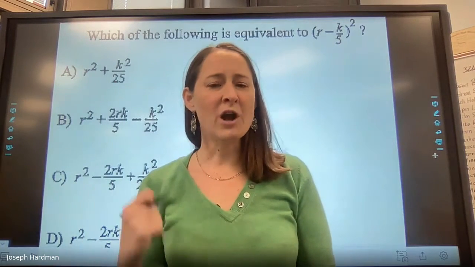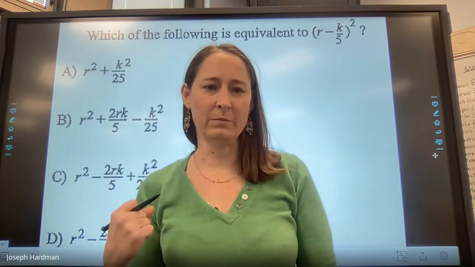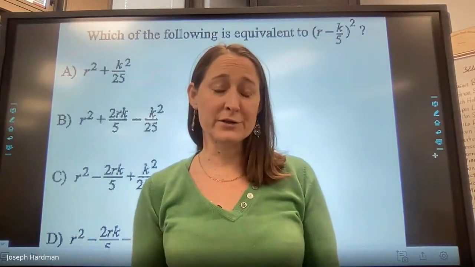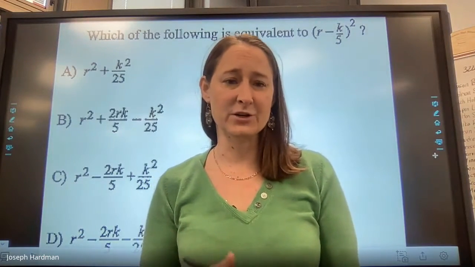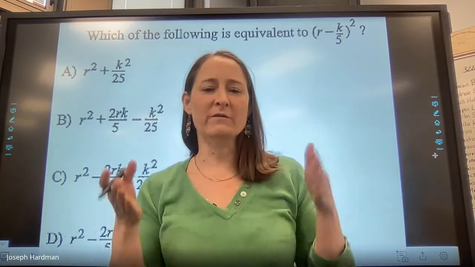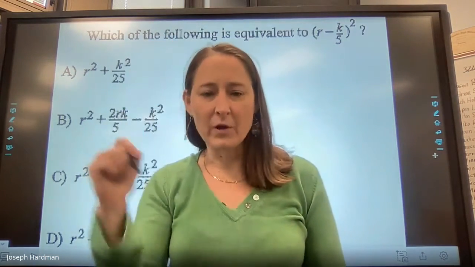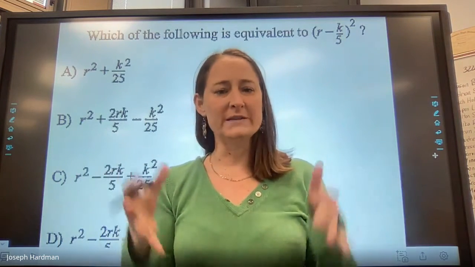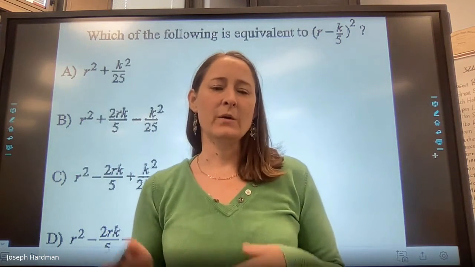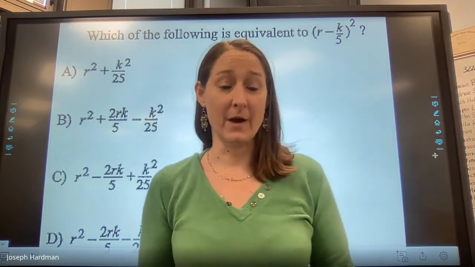Hey, welcome back. Mr. Hardiman just showed you one way to solve this problem using the FOIL method. So first terms, outside terms, inside terms, last terms. For those of you who are visual learners, sometimes doing the distributive property multiple ways gets a little confusing. So if you want a different visual way to do it, well, in my classroom, we talk about using the area model.